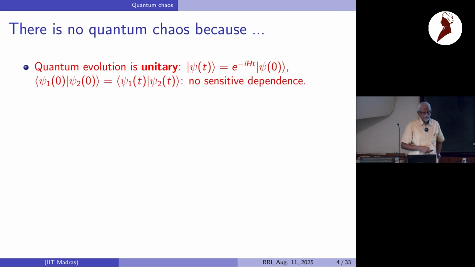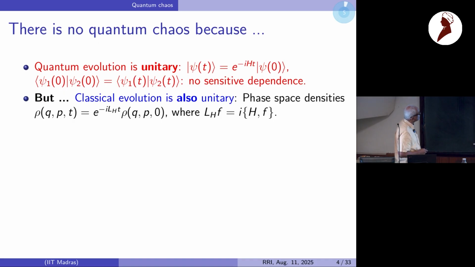One is that there is no quantum chaos because quantum evolution is unitary. If you take an initial state, the time evolution is e to the minus iHt with any Hamiltonian, integrable, non-integrable, whatever it is, and you have the state at time t. If you take some other state, psi1 and psi2, which are very close by in some sense, it doesn't matter how close by they are, the inner product, which measures the distance between them, is not changing at all. There's no sensitive dependence on initial conditions.